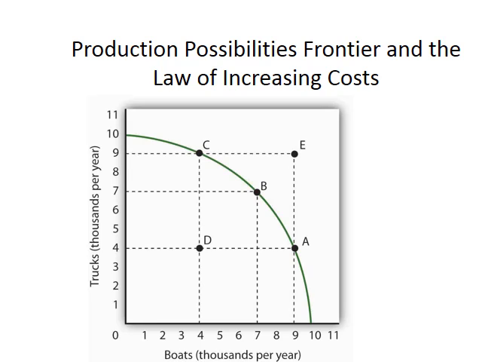If we wanted still more boats, we would have to transfer even more land, labor, capital, and entrepreneurship from truck production to boat production. Thus, we might move from point C to point B.